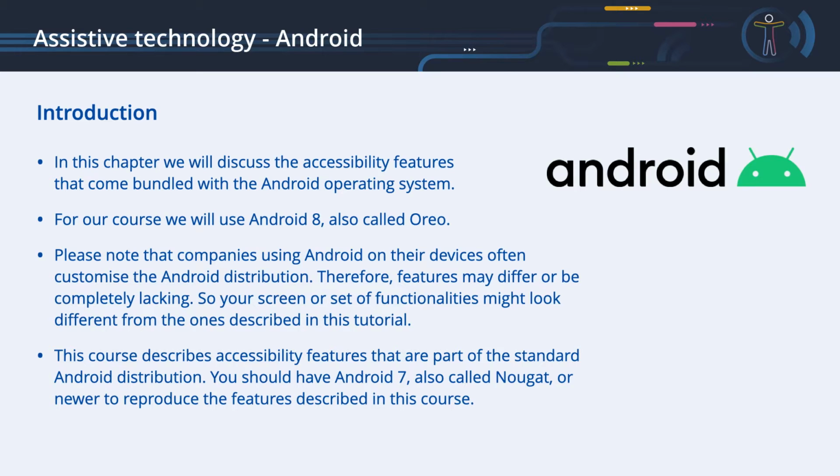This course describes accessibility features which are part of the standard Android distribution. You should have Android 7, also called Nougat or newer, to reproduce the features described in this course. Please check the documentation of your distribution where the features described in this chapter differ from your distribution.